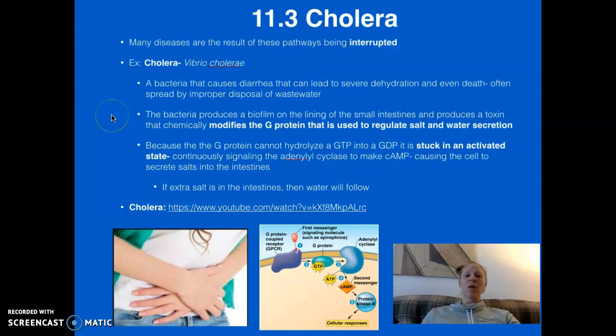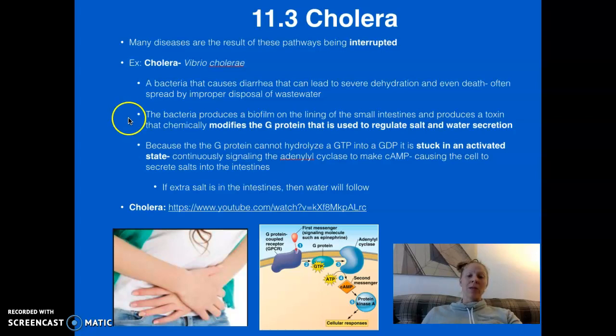So we said that we're going to talk about cholera, and cholera has to do with cyclic AMP. Cholera is a bacteria that causes diarrhea. It can lead to severe dehydration because you're losing tons of water, like liters and liters of water. And if you're in a part of the world where you can't get enough water, it can lead to death. And this is often spread by unsanitary conditions or improper disposal of wastewater.